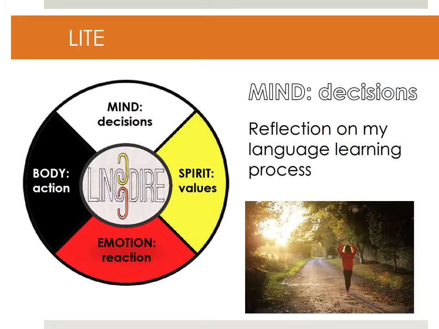The white quadrant refers to the student's mind and decisions. Here, the focus is on metalinguistic and metacognitive awareness and reflection on the language learning process. Students will be encouraged to ask themselves questions such as, what did I learn about my language learning? What links can I make between languages? And what learning strategies work best for me? This quadrant is also related to the development of plurilingual awareness and skills.